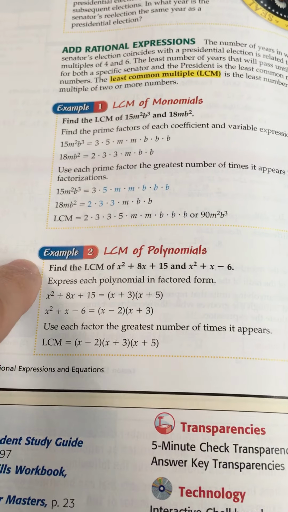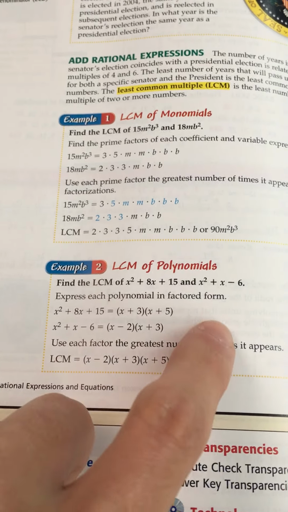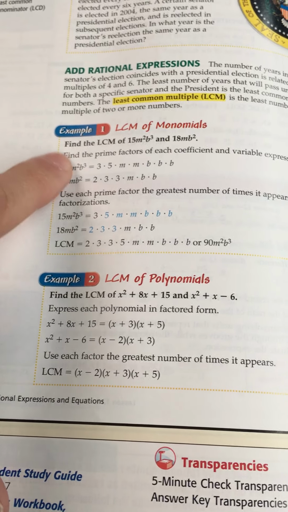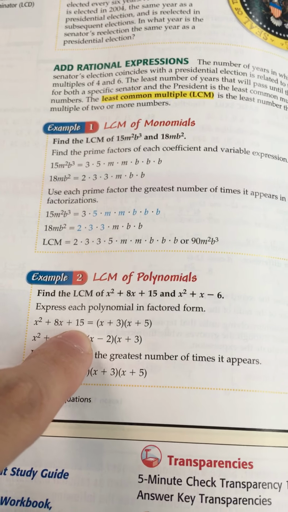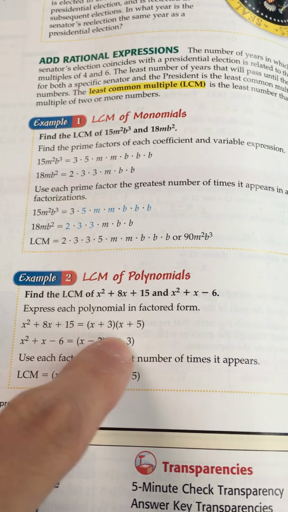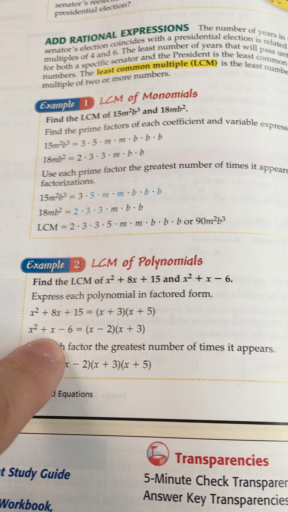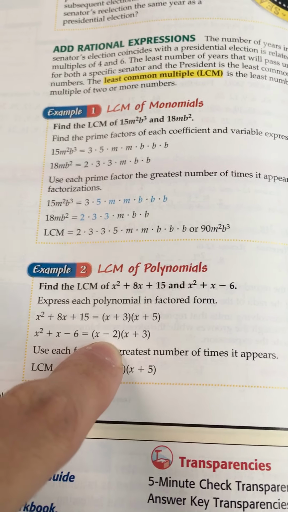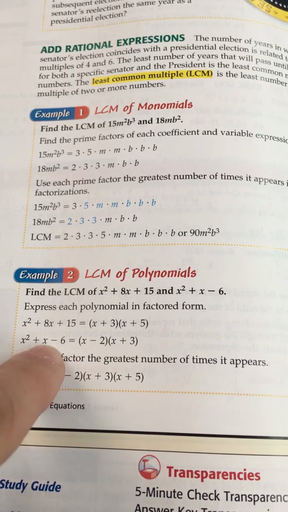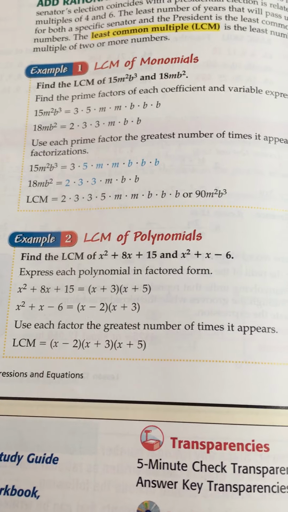Example 2, a little bit more difficult, not too bad though. Find the least common multiple of x squared plus 8x plus 15 and x squared plus x minus 6. So the first thing we have to do, like we did up here, is factor these out. Two numbers that multiply to get 15 and also add together to get 8, they did 3 and 5, okay? Good job, simple as it gets. Two numbers that multiply to get negative 6, but also add to get the 1 in front of x, they got negative 2 and 3. How do they do that? Negative 2 times 3 is negative 6. Negative 2 plus 3 is 1, which is in front of that x.